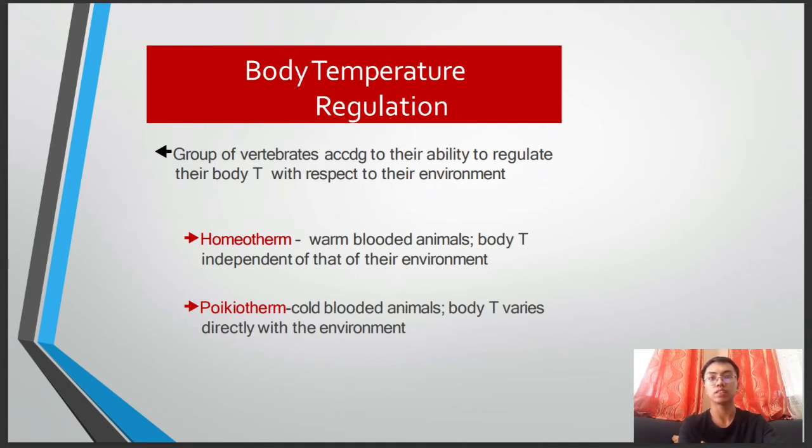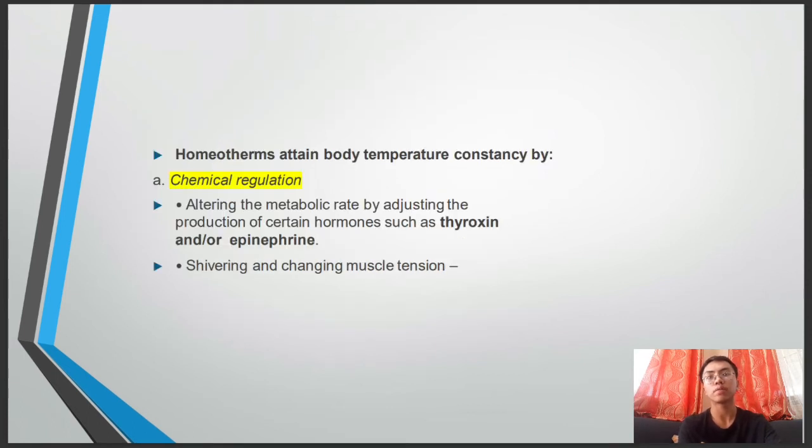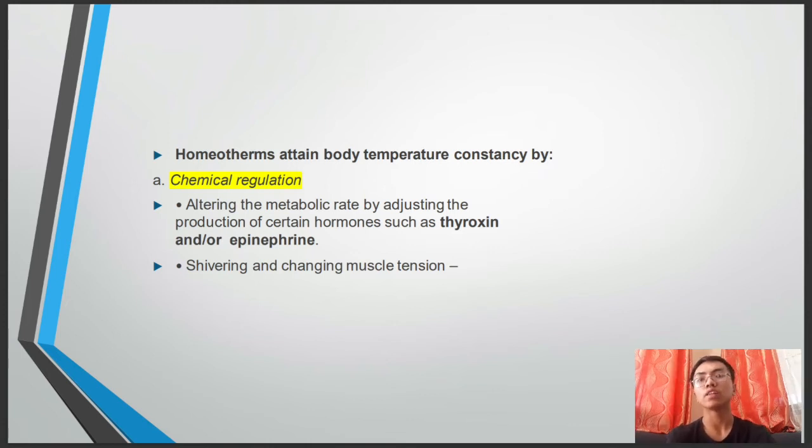So next slide is homeotherms attain body temperature constancy by chemical regulation. Chemical regulation, altering the metabolic rate by adjusting the production of certain hormones such as thyroxine and epinephrine, and changing muscle tension.